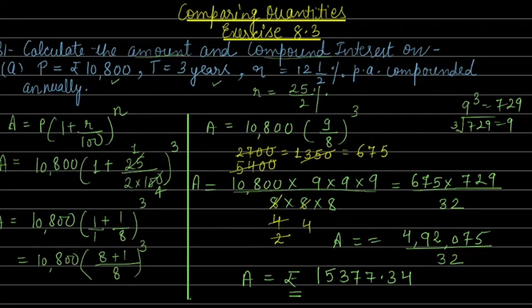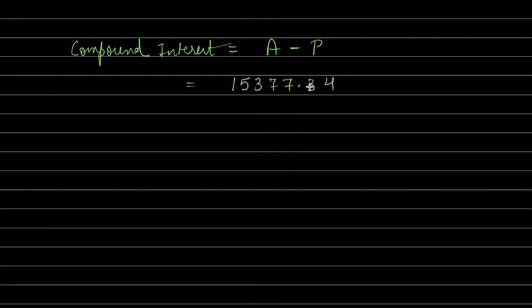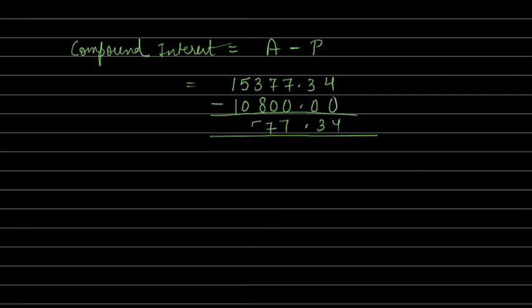Another thing in this part which you have to calculate is the compound interest. So how will we calculate the compound interest? Let's see. What is the compound interest formula? Compound interest is amount minus principal, right? And we have just calculated the amount, which is 15377.34, and your principal is given as 10,800. So 10,800, and I can write it like this. Subtract it. How much are we going to get? This is 3 4 7 7, 13 minus 8 will be 5, and this becomes 4. So your compound interest is coming how much?